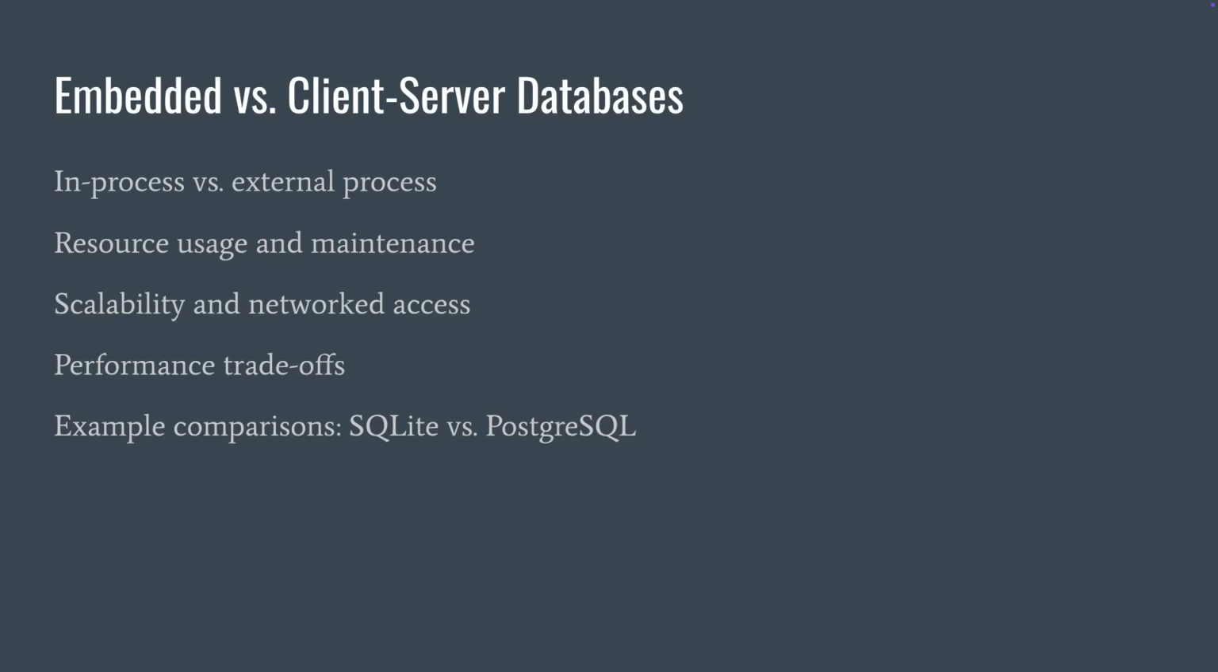A good example comparison is SQLite versus Postgres. SQLite excels in single user or local data scenarios with minimal overhead, while Postgres shines when you need concurrency, replication, and network accessibility across many clients.